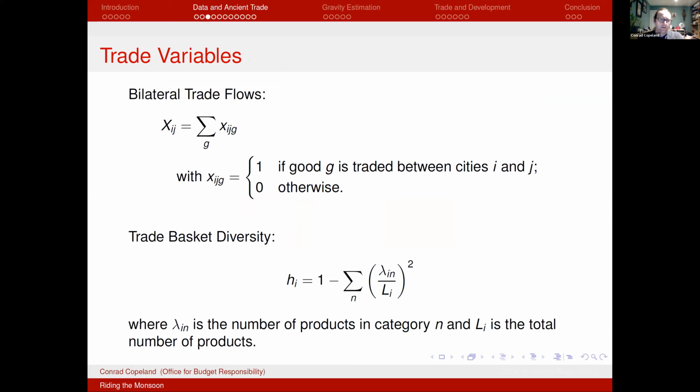And so the trade variables that I build for this analysis, there are two primary ones. The first is a measure of bilateral trade, which, because of data issues in terms of value and quantity within the Periplus, is the extensive margin. It's the number of goods that are traded between two cities, not necessarily the value or the volume of individual goods. And then for development, we deal with a trade basket diversity measure, which is basically a modified Herfindahl index, which shows the concentration of goods within the export basket, and how much variety there is within that.